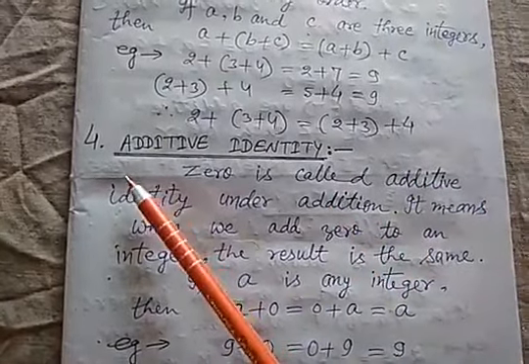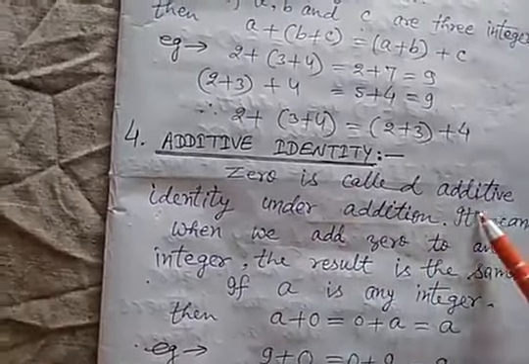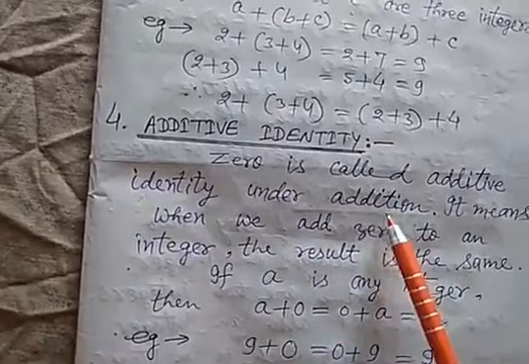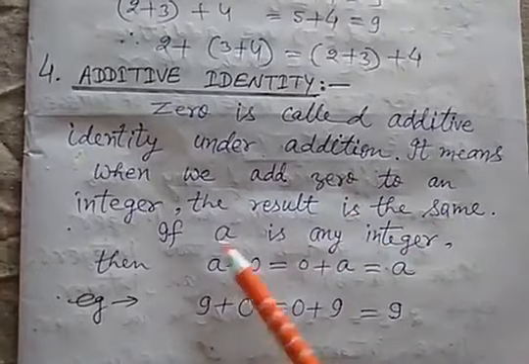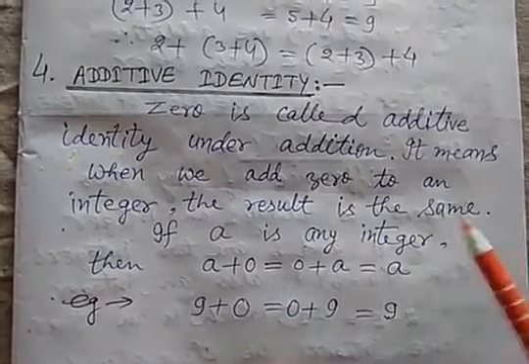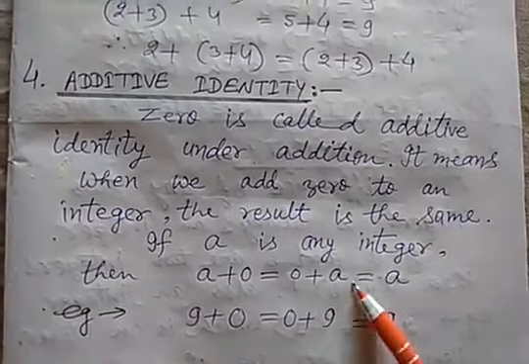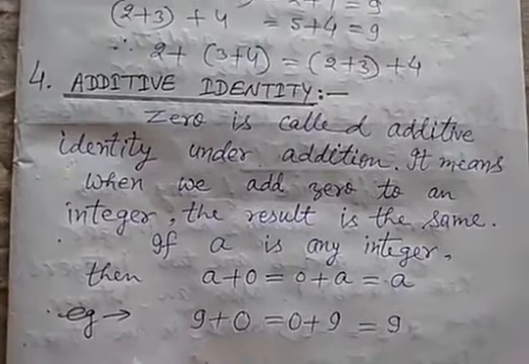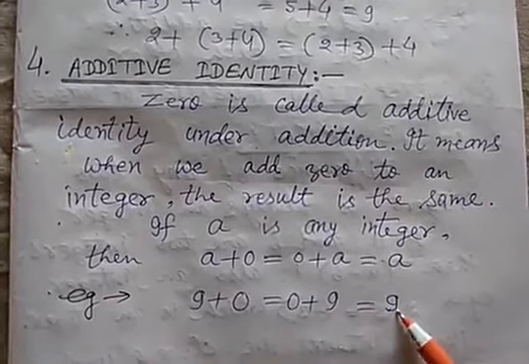Fourth property is additive identity. 0 is called the additive identity under addition. It means when we add 0 to an integer, the result is the same. If a is an integer, then a plus 0 is equal to 0 plus a is equal to a. For example, 9 plus 0 is equal to 0 plus 9 is equal to 9.